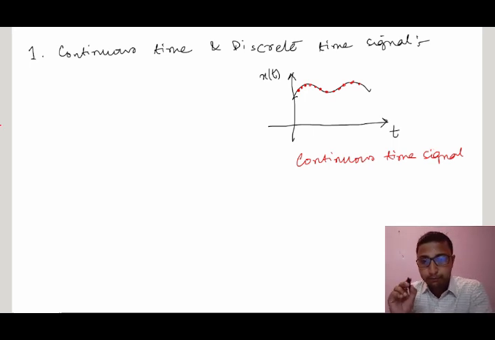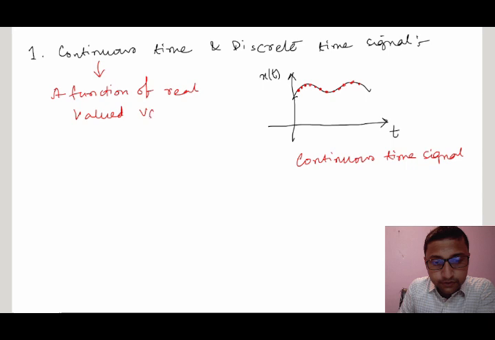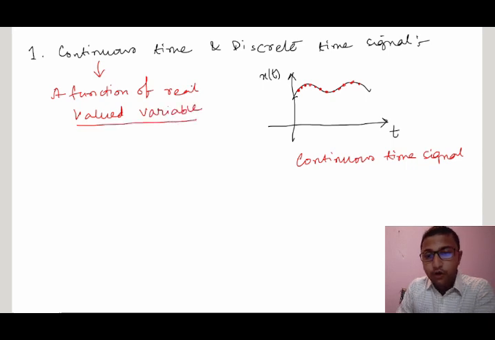Right? And what is a discrete time signal? Okay, before that, the continuous time signal is also called a function of a real valued variable. That means all the finite points are real. The values of the finite points are real.